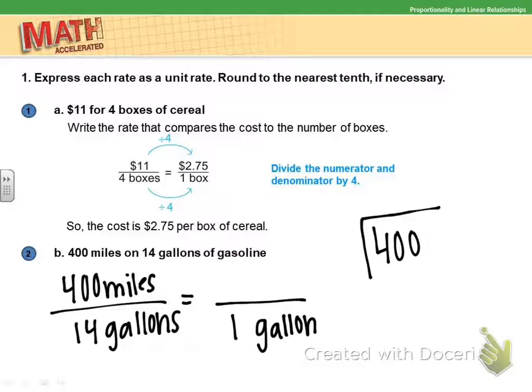So we have 400 divided by 14. Okay? Tell me, 14 will go into 40 how many times? 2. All right. What is 14 times 2? 28. Okay? And 40 minus 28 is what? 12, all right? Now we're going to bring down a 0. How many times will 14 go into 120?